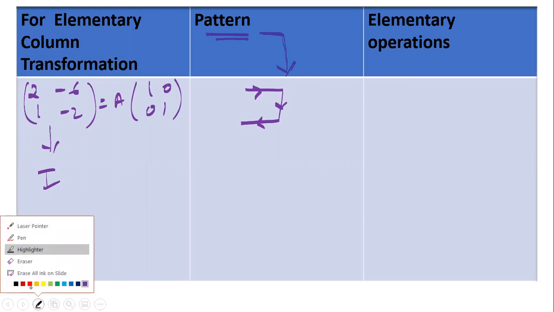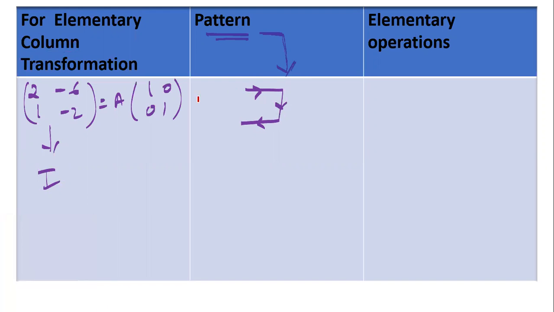Its meaning is, because we want to make it an identity matrix, first we will make it 1, then 0, then 1, then 0. We have to convert it into an identity matrix, but this will be the pattern. First we will make this element 1, then this element 0, then this element 1, and then this element 0. If we follow this pattern, we will not have any problem in the calculation.